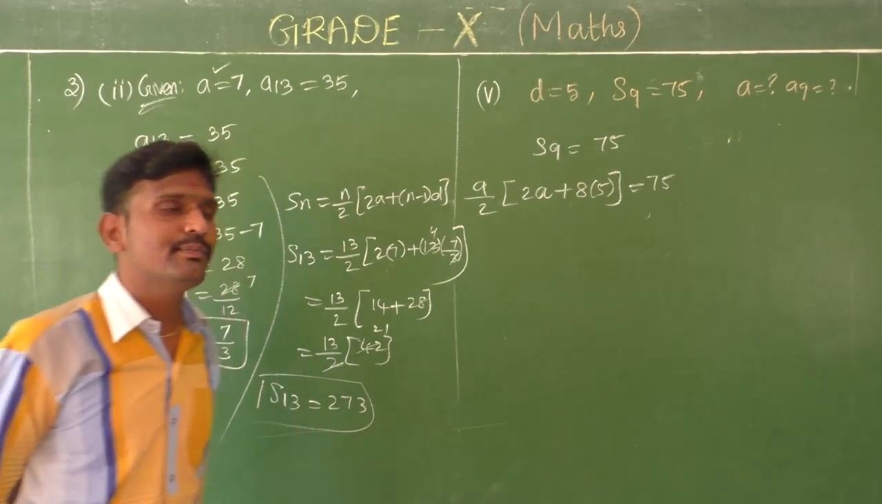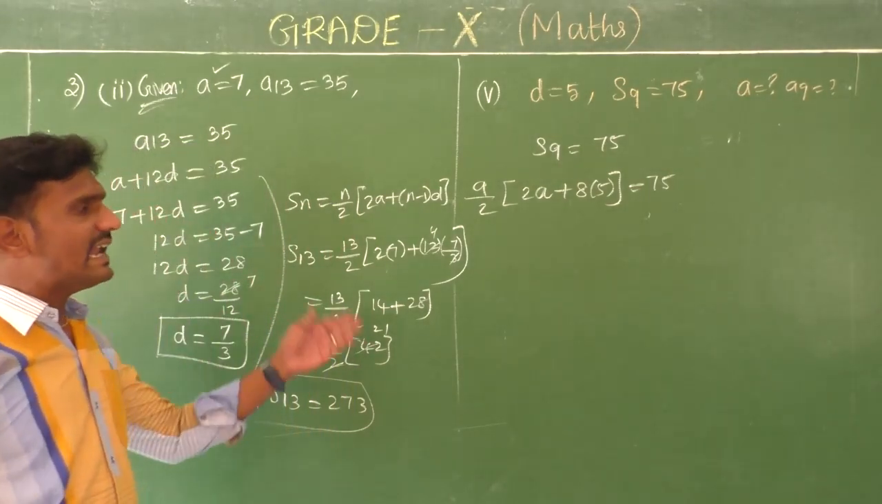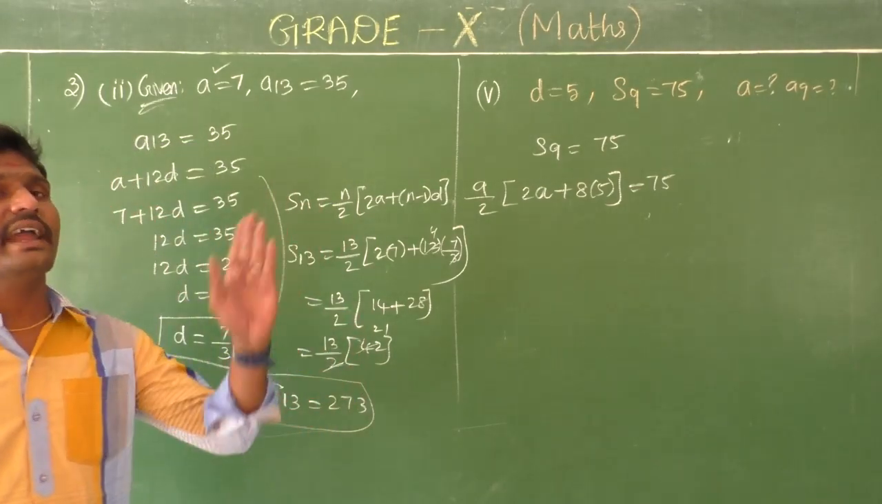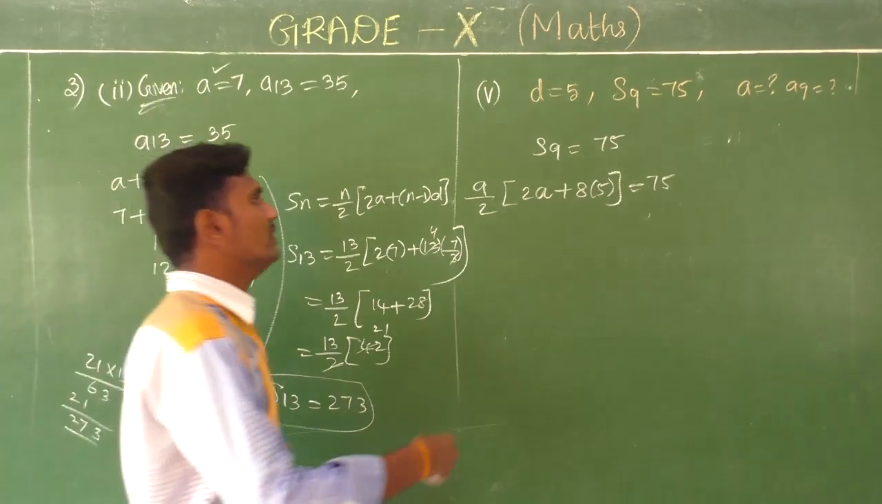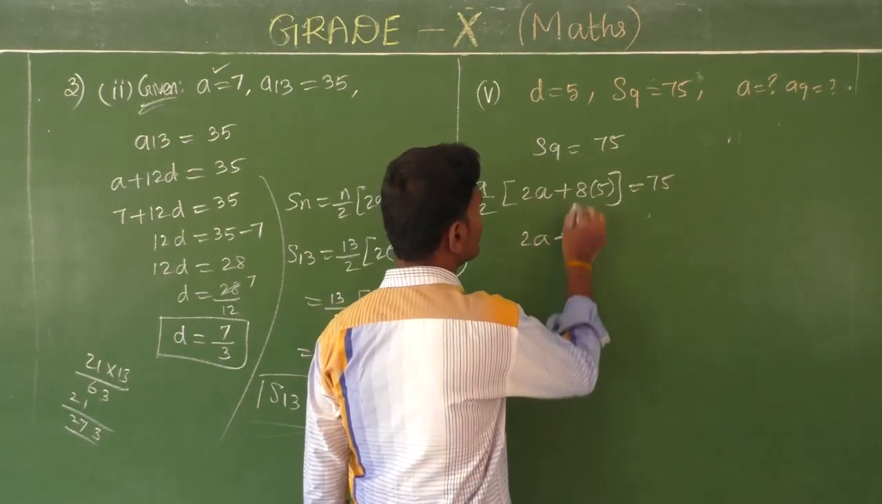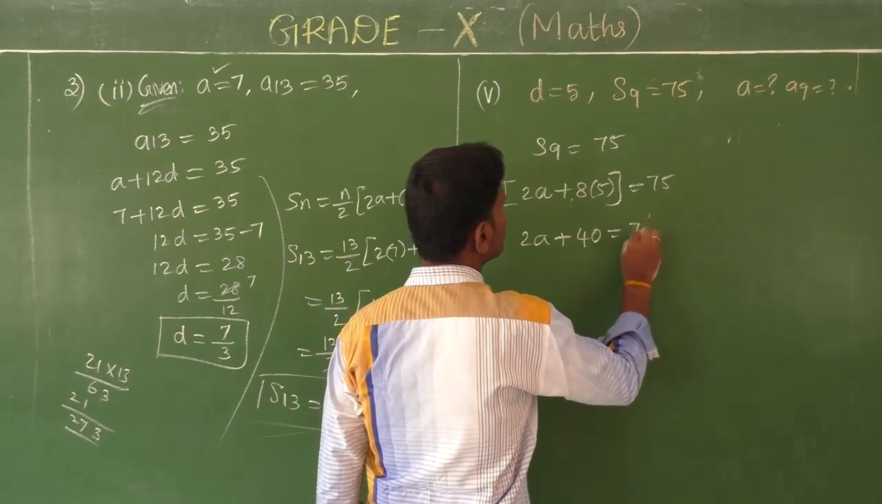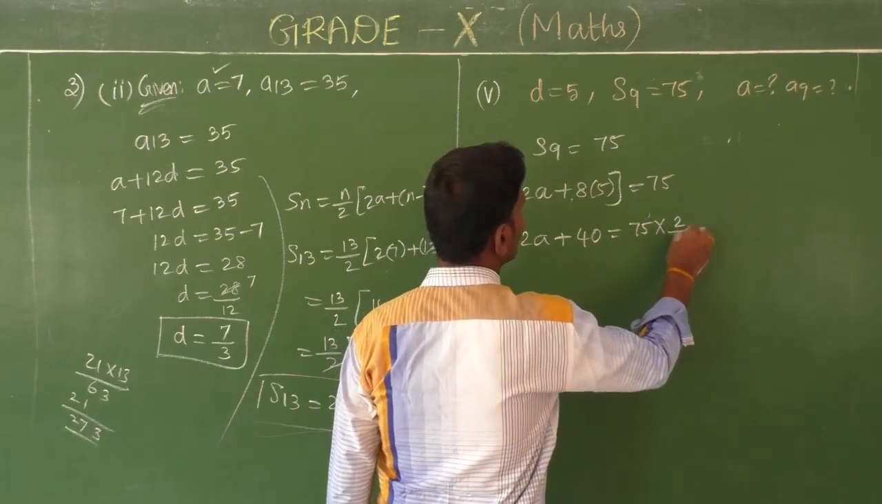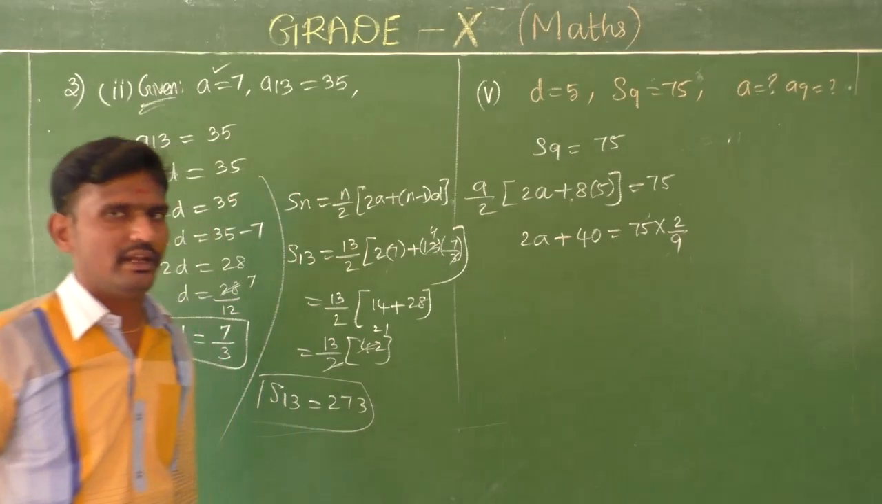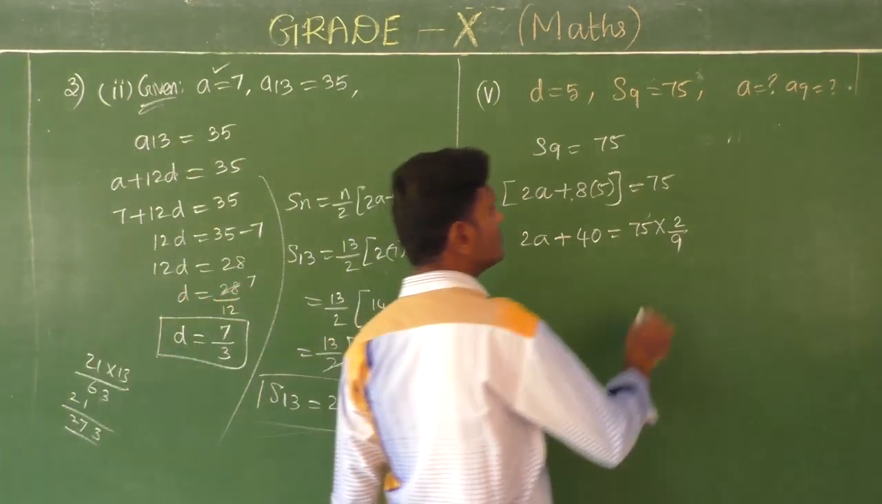Have you got it, children? Okay. And next, the 9 by 2, I want to send it to the right side. It will come as the reciprocal. So 2a plus 8 by 40, which is equal to 75 into 2 by 9. Now you are going to simplify this.